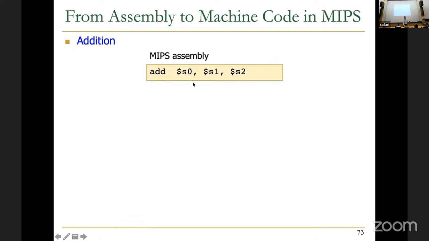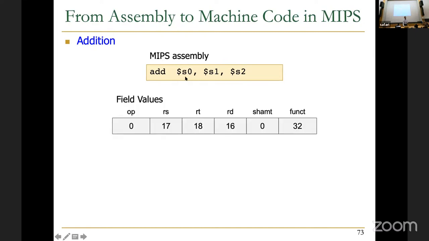Okay, MIPS assembly looks like this. Add S1 to S2, store the results in S0. This corresponds to some field values. This is the instruction encoding defined by the ISA, instruction set architecture. This is the opcode. Actually, this is part of the opcode. It's called funct for some sorts of instructions. This defines the opcode, actually. And then source register, another source register, destination register, and this is unused for this particular opcode.